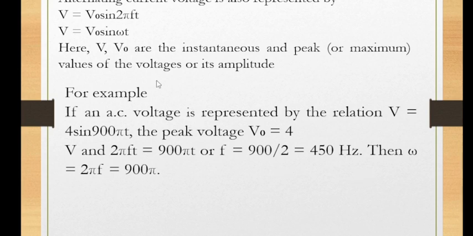So what did they ask again? The peak voltage, we have it. Then omega is equal to 2 pi f, which is 900 pi. And that is that. That's what we are trying to understand. Once you know this formula and you are given an equation, you'll be able to detect and get anything from it.